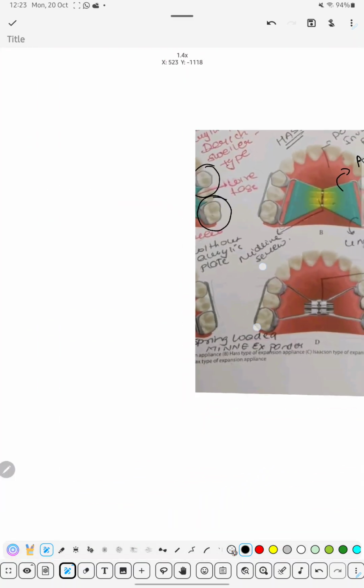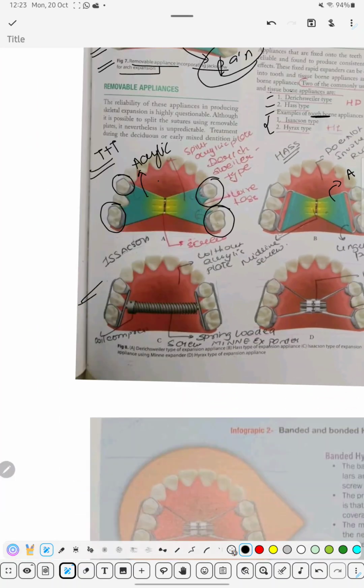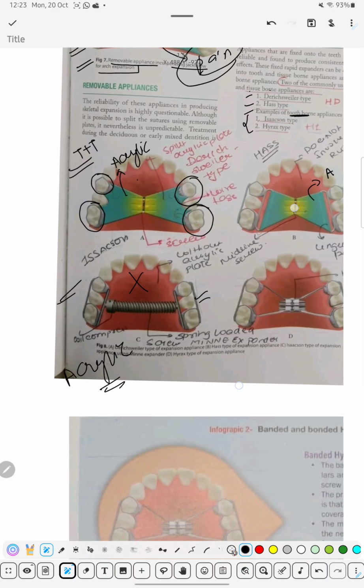So first you will see the Isaacson appliance. By looking at the appliance, you can see something is missing, that is acrylic. There is no acrylic, hence it does not take support from the tissues. It only takes support from the tooth.